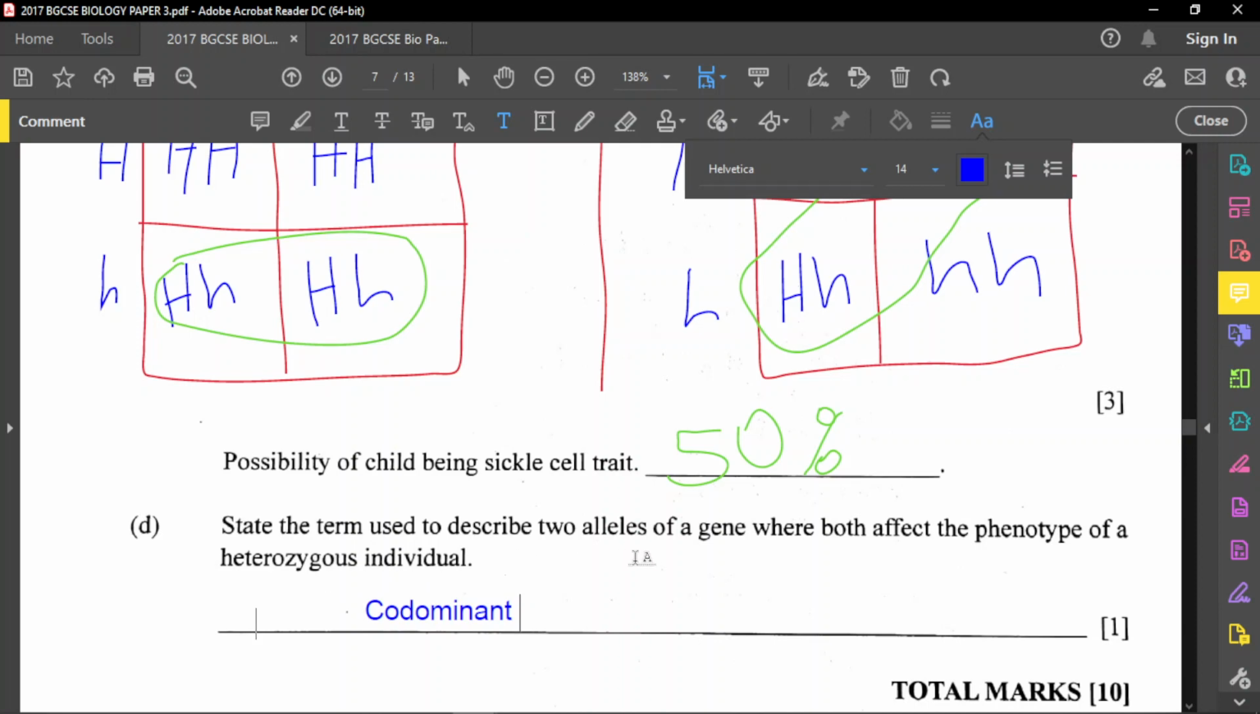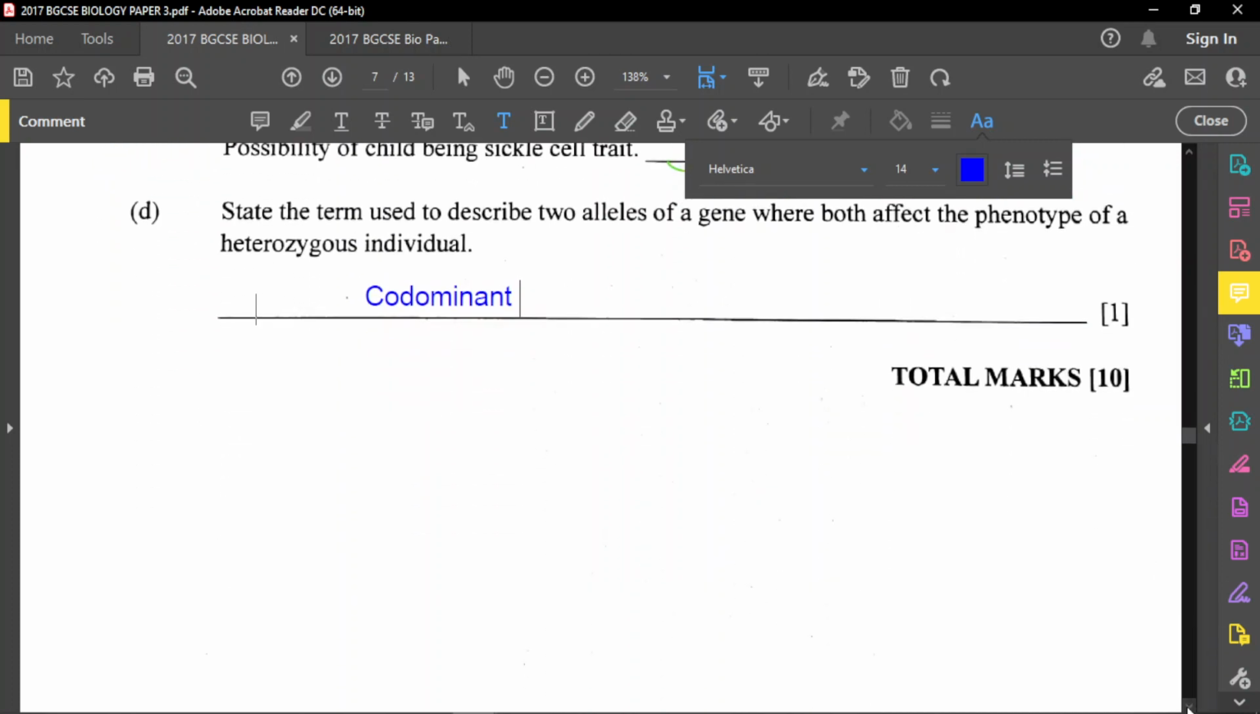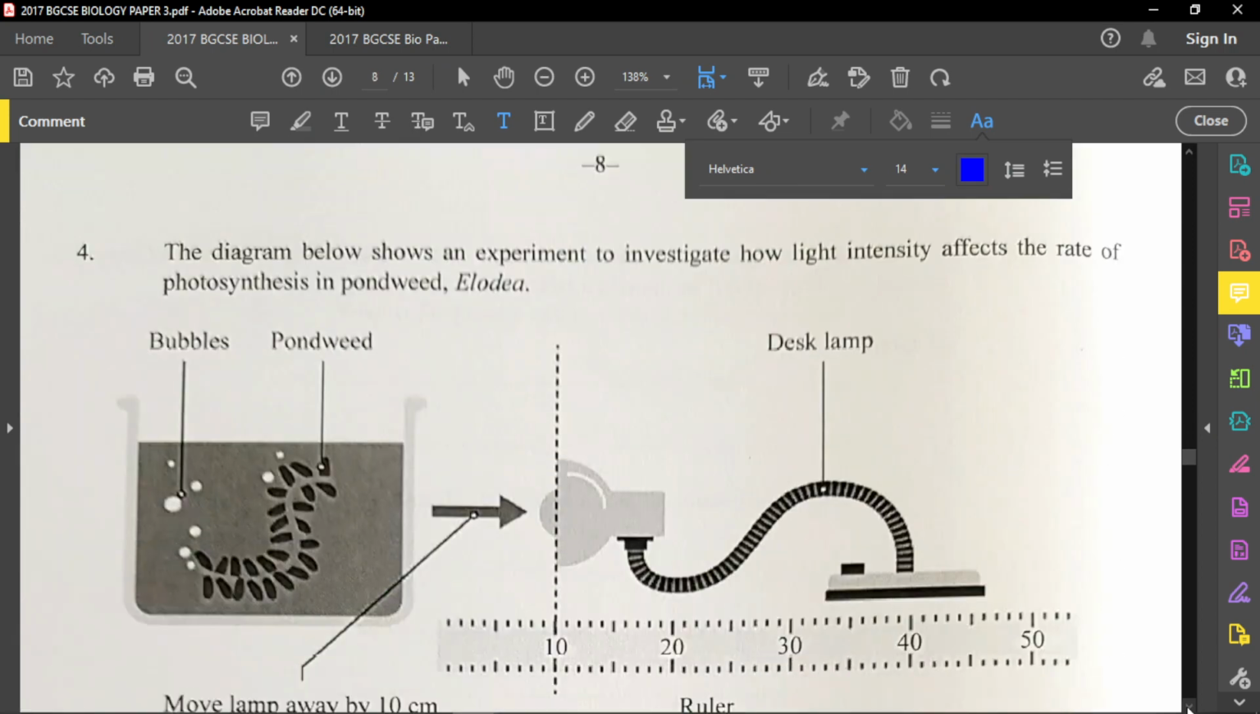All right, so for example, you may see red and white showing up. And a blood group, for example, the AB blood group, yeah, A and B together give an AB. All right, so let's jump to the next part of the question. Question number 4 now. And question number 4 says the diagram below shows an experiment to investigate how light intensity affects the rate of photosynthesis in pondweed. And this pondweed is called Elodea. All right, so Elodea is the name of this pondweed.